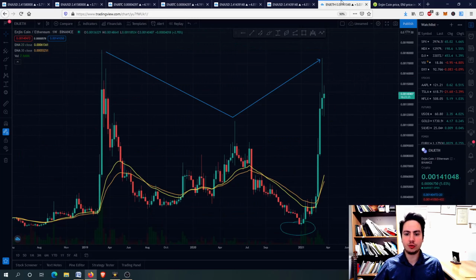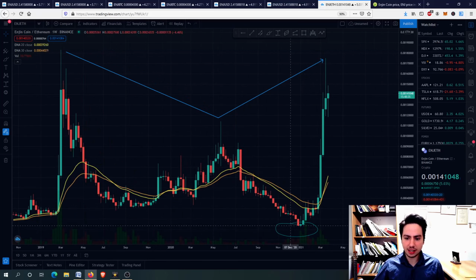But if we look at the ENJIN coin against Ethereum, we might see a very high risk involved. So here we went down and then moved upwards again. This is on the weekly frame, ENJIN coin against Ethereum, and you can see the year 2019 went top. Same happened here.